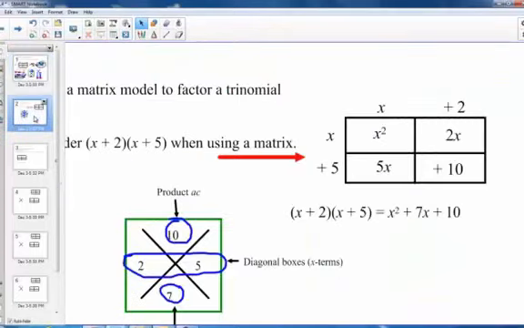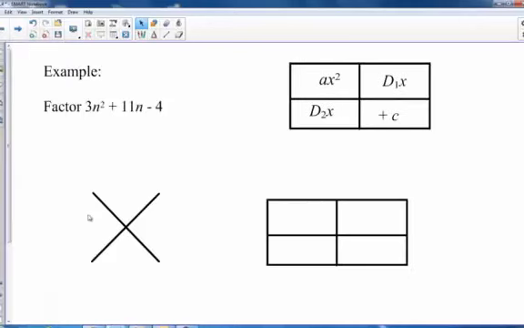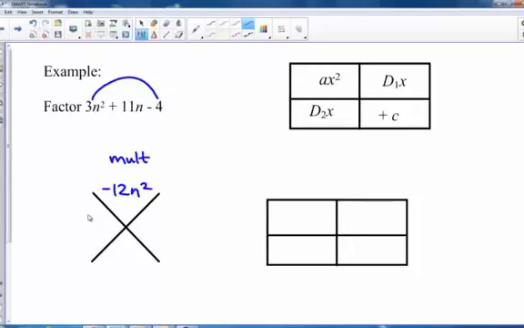All right, here we go. You already know how to do this, so I'm going to keep cruising. Okay. 3n squared plus 11n minus 4. So I'm going to multiply the first times the last. That's a negative 12n squared. So that's what the two numbers multiply to give you. And then they would add to give you whatever's in the middle, which is 11n.